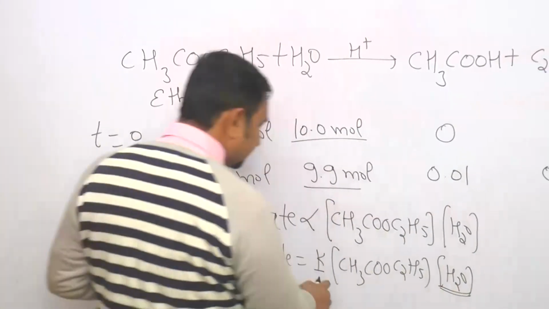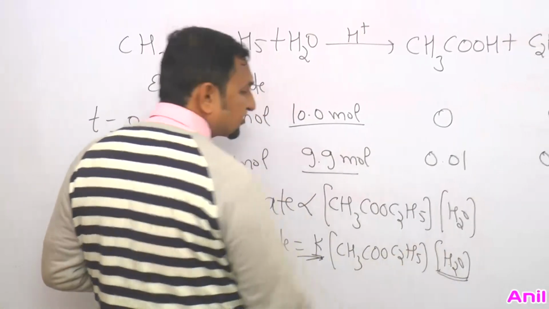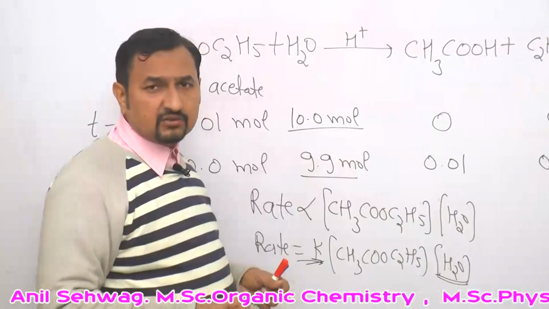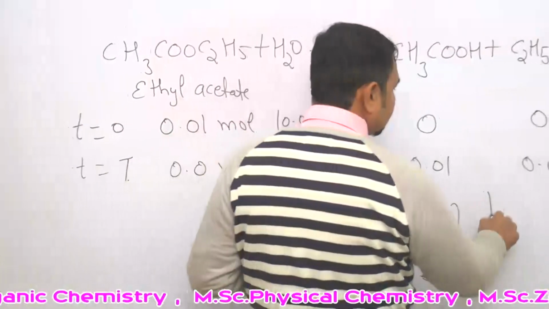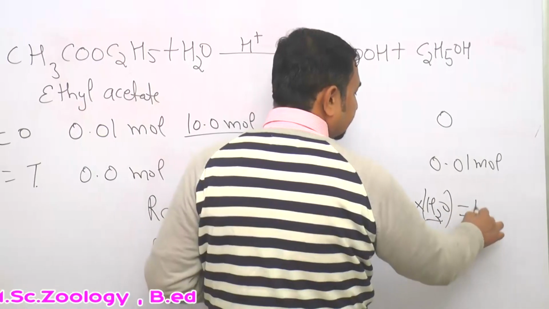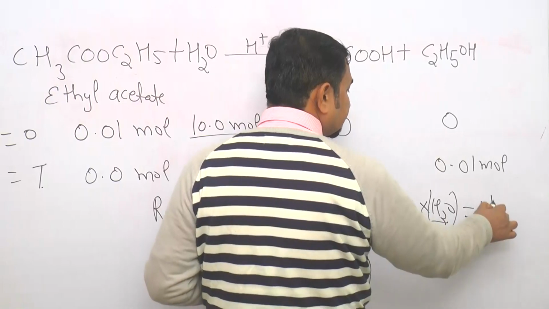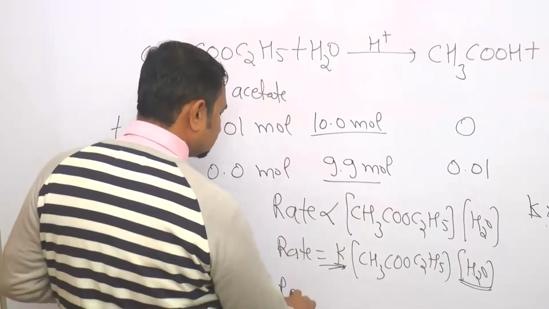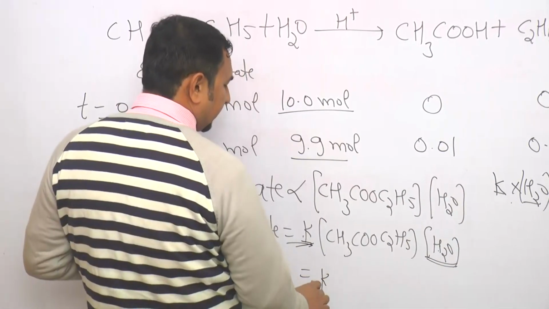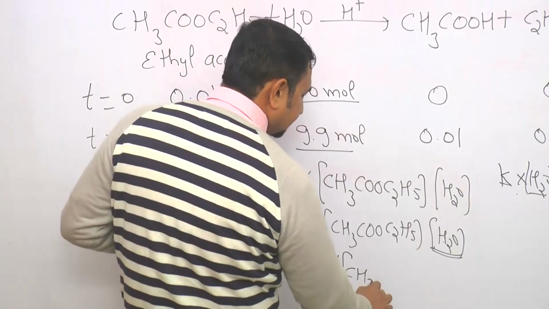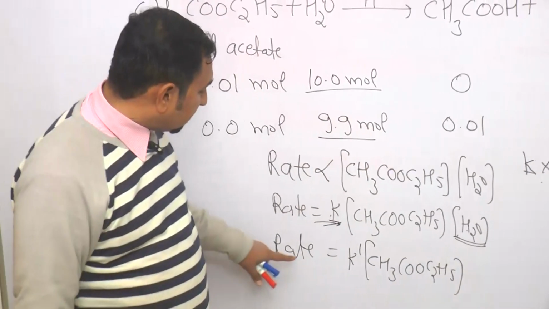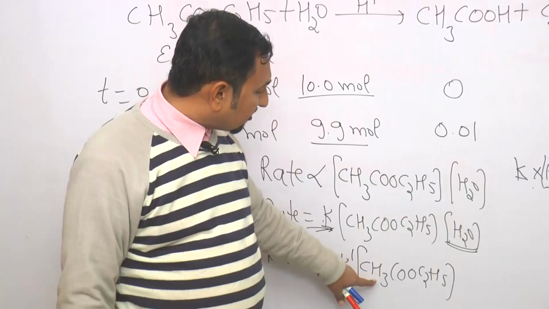So this is constant, this is the rate constant, and the concentration of water is also constant. In mathematics, if there are 2 constants, take another constant in place of the 2 constants. So this K and this water are constant, take another constant in place of them, and the new constant is suppose K dash. So now rate will be K dash times CH3COOC2H5.